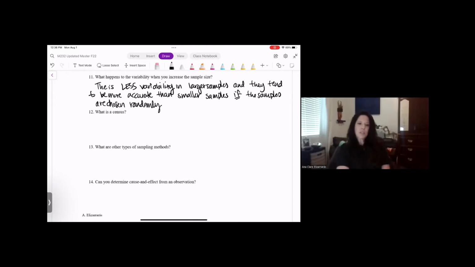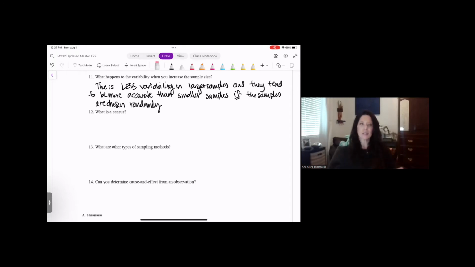Later on, when we start to study variability, when we talk about standard deviation and variance, you'll learn how we calculate the variability for each population proportion or population mean, and sample proportion and sample mean, and why our variability actually decreases as your sample size increases.